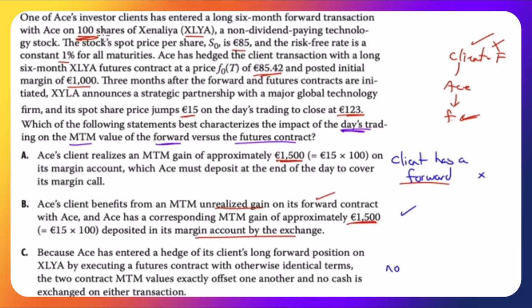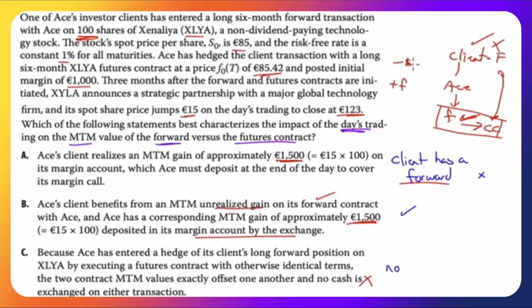C, because ACE has entered a hedge of its client's long forward position on XLYA by executing a futures contract with otherwise identical terms, the two contract mark-to-market values exactly offset one another and no cash is exchanged on either transaction. No, the futures contract has its own central clearing, and it does not consider the forward contract. The mark-to-market is between the futures contract and the central clearing. Nothing outside of that relationship. So ACE may have an accounting transaction that says, I have a loss on my client's position, but I have a gain on my future position because I've hedged it out.